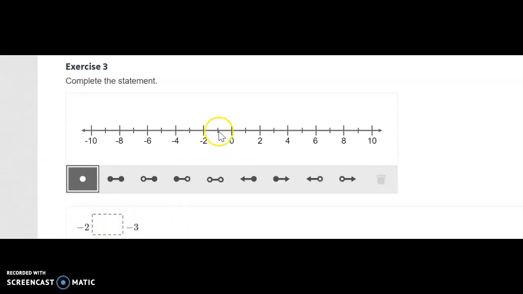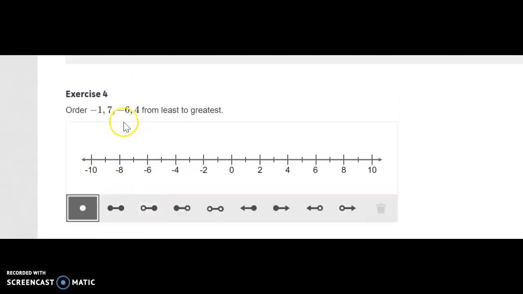Okay, so exercise 3. Here we can see a negative 2, and then we see our negative 3. Well, if we think of this, anything going to the left is getting smaller, anything going to the right is getting bigger. So we know negative 1, negative 2, negative 3. So we know that negative 2 is larger than negative 3.